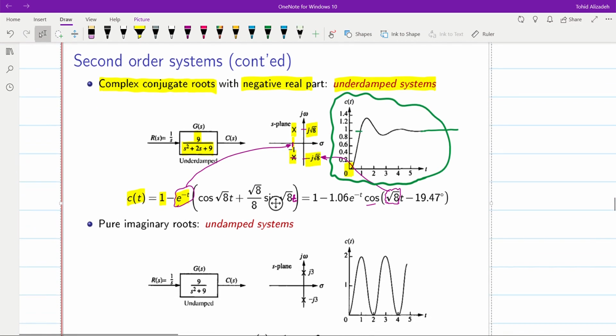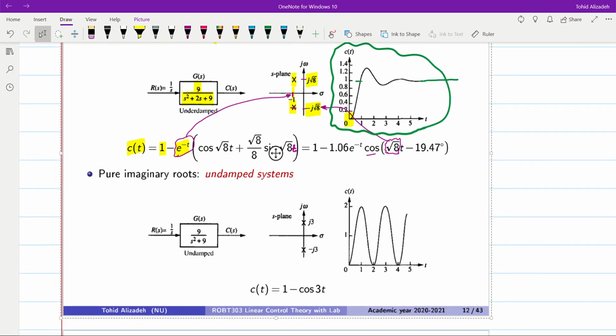And finally, the last case which we have for second order systems is called the undamped systems. In the case of undamped systems, there will be two poles on the imaginary axis. The example that we have here is 9 over s squared plus 9 for the transfer function, which means that we have two poles at plus j3 and minus j3. In this case, there is no damping. That's why the system is called undamped.